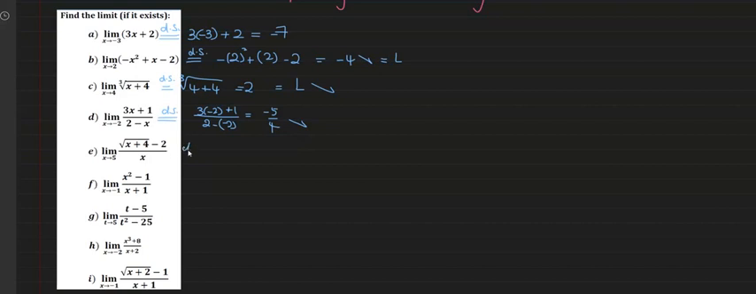Moving to number E with a direct substitution, substituting x by 5: plus 4 under the root, minus 2, over the x, which is 5. So here we have 9, the square root of 9 is 3, minus 2, which is 1 over 5, and here is the value.